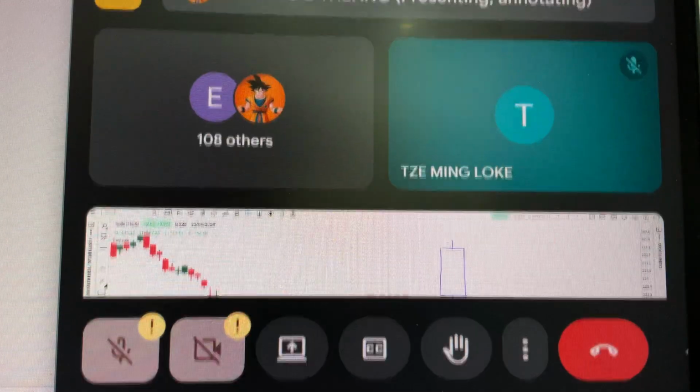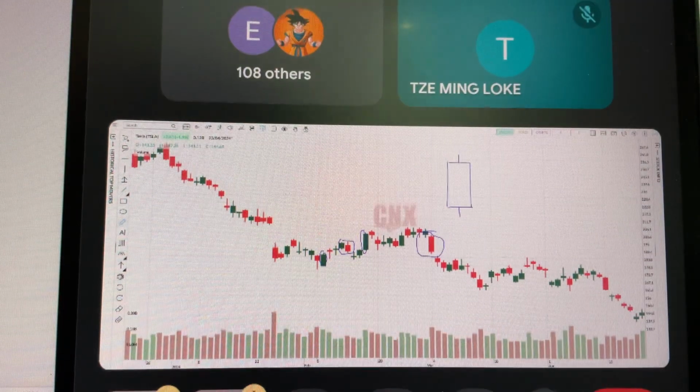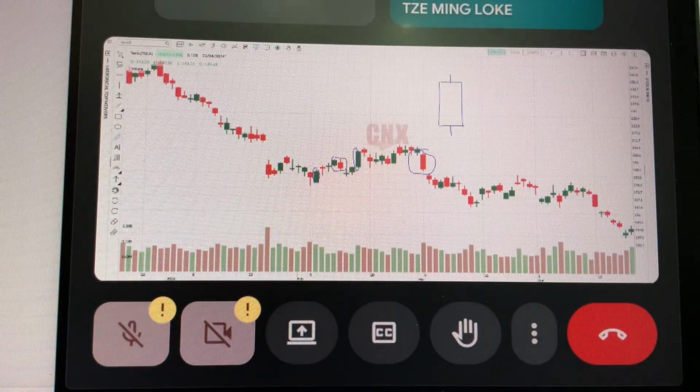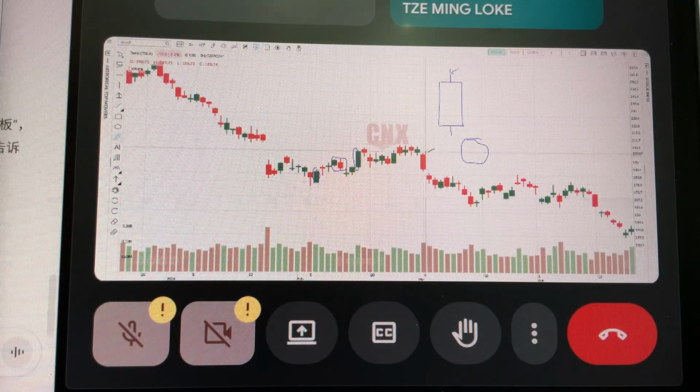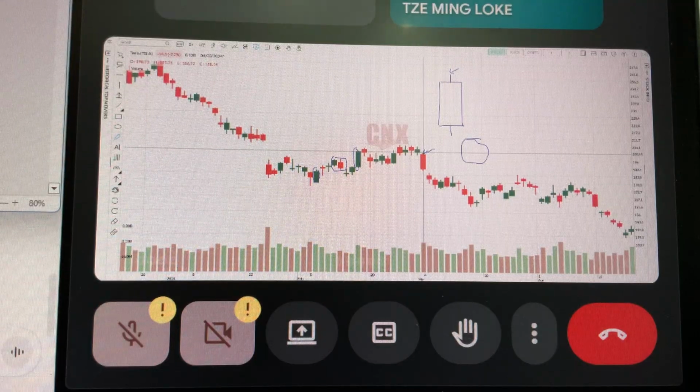If you want to know the highest price for that day, you just have to look at the top part here. That means for this particular day, the highest price will be this. Let me just put that here. Here would be the highest price. So you just look at it.